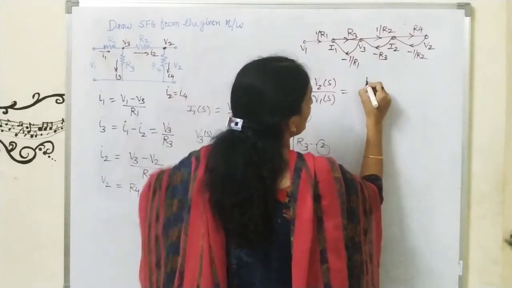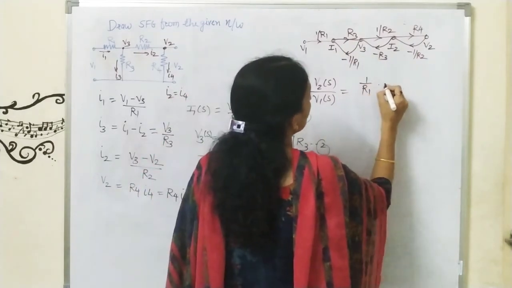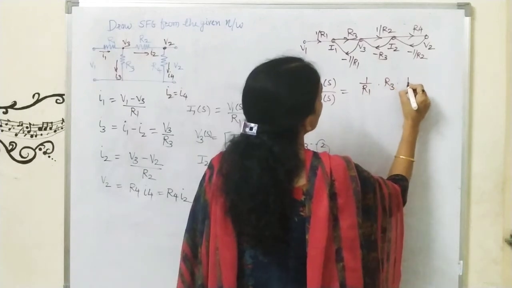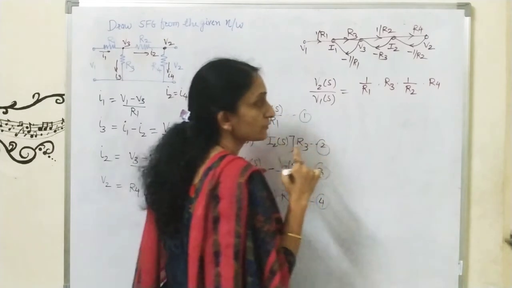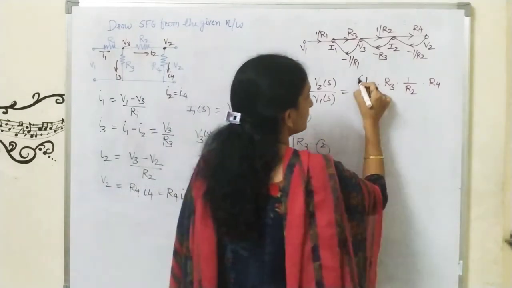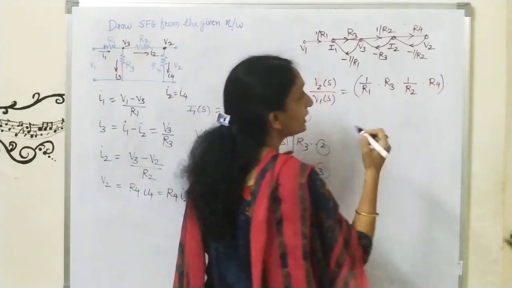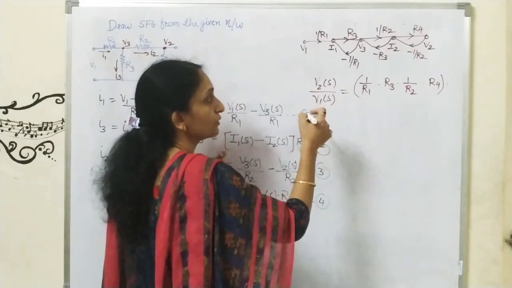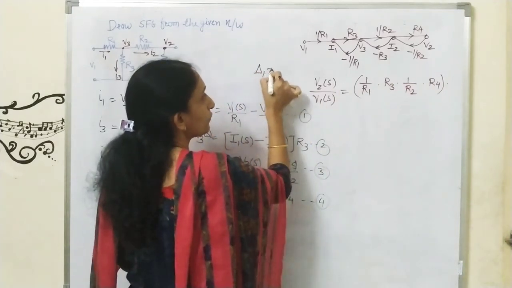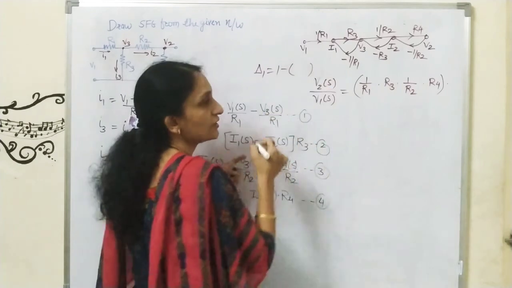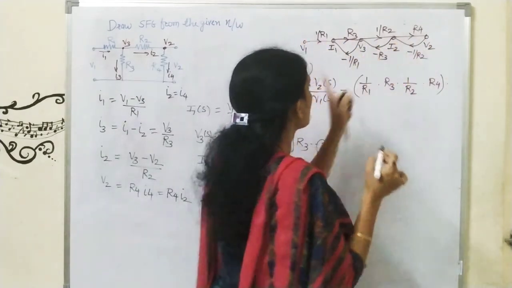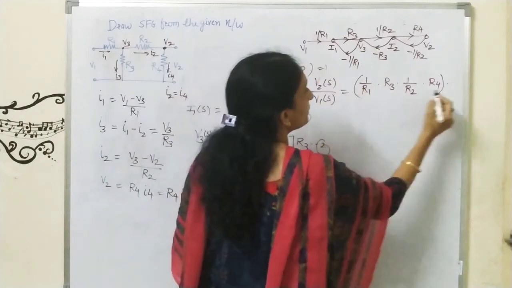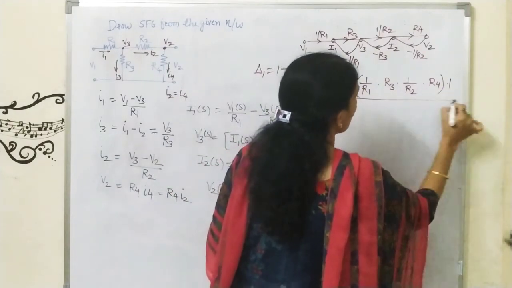So I will write 1 by R1 into R3 into 1 by R2 into R4. So this is P1, the first forward path gain, into delta 1. As we know, for calculating delta 1, the formula is 1 minus the sum of loops which are not touching the first forward path. All loops are touching, so delta 1 will be 1. So multiply it with 1, only one forward path.